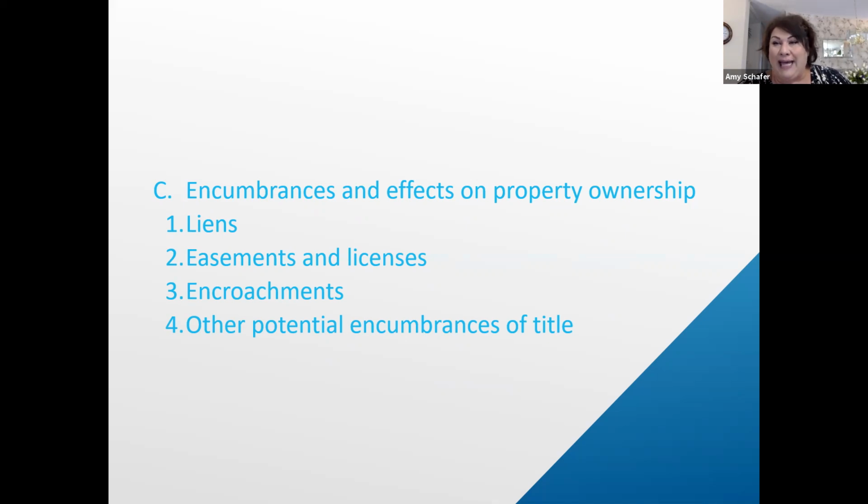Encumbrances, again, affect the title of the property. They give someone else the right to use it, but it doesn't rise to the level of actual ownership. So the first one are liens. And liens are property specific. They're a specific lien to that property, such as a mortgage lien.